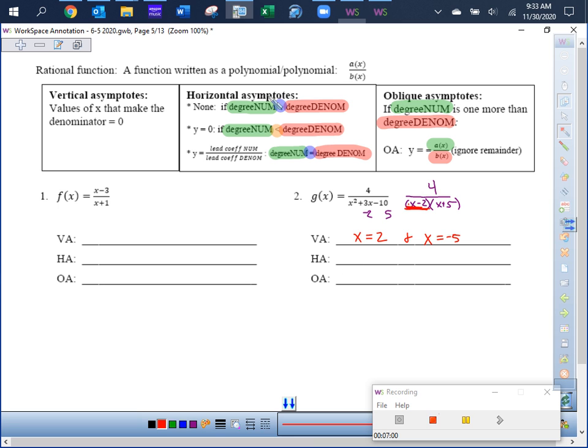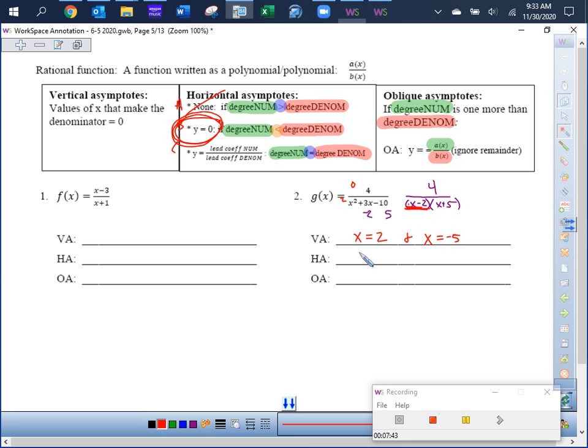Horizontal asymptotes. Let's read the chart. Which one of these scenarios, A, B, or C, is going on? The degree of this guy is 0 because there's no x's with it all together. The degree of this guy is 2. Is the degree of the numerator bigger than the degree of the denominator? Is that happening? The degree of the numerator is 0. The degree of the denominator is 2. Is part A happening? Nope. So it will not be having none. Is the degree of the numerator less than the degree of the denominator? That is happening.